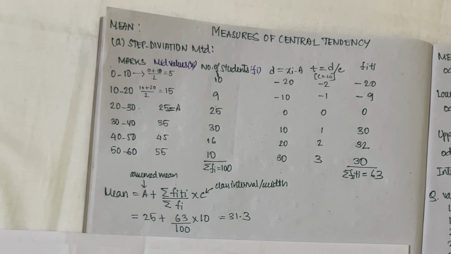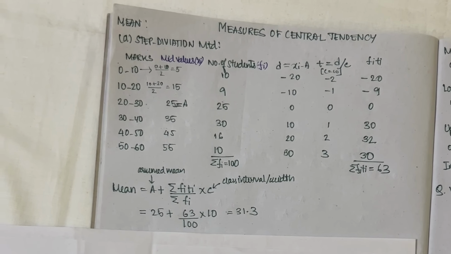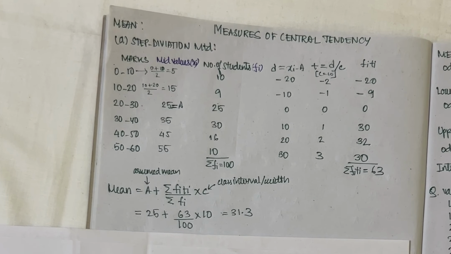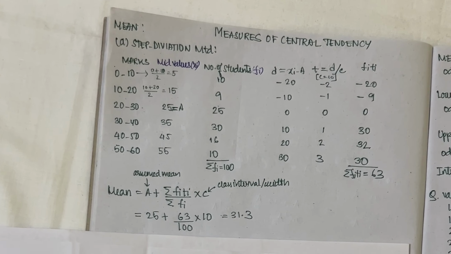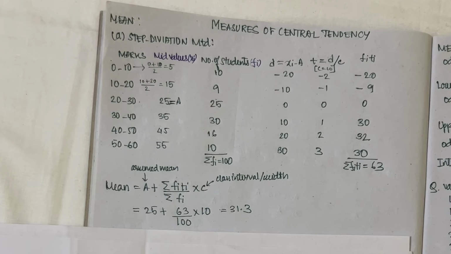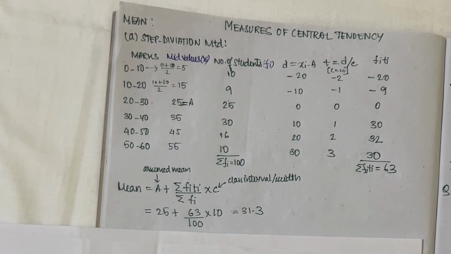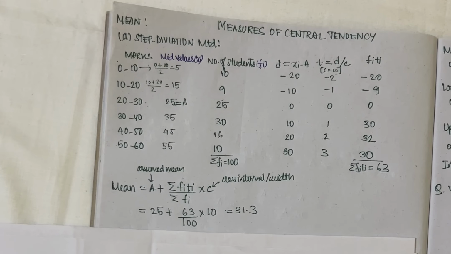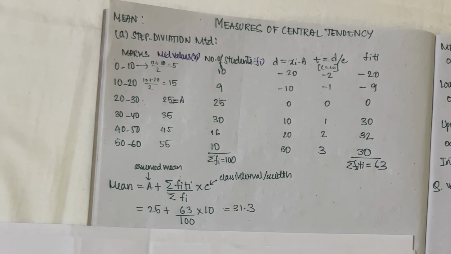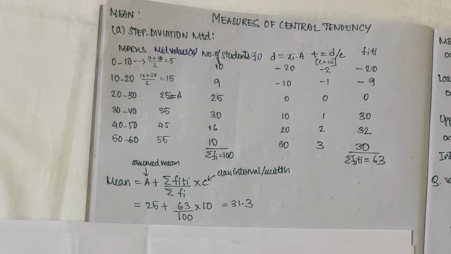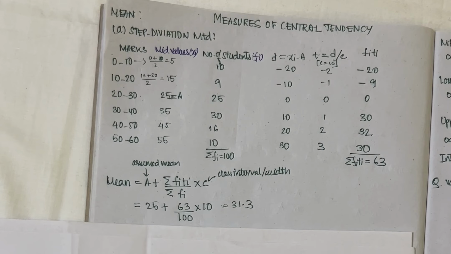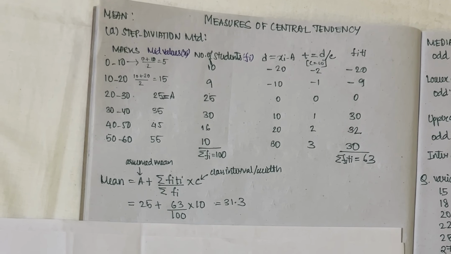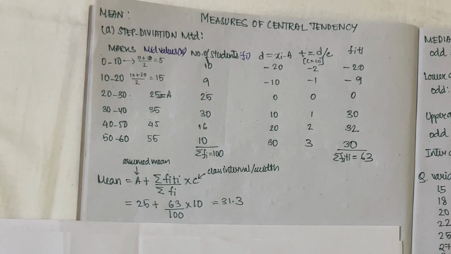Now for the step deviation method, supposing the marks and number of students, that is the frequency, are provided, that you can see. Marks that is 0 to 10, 10 to 20, 20 to 30, 30 to 40, 40 to 50, 50 to 60. From this we have to take out the mid values, that is the xi. So how do we take out mid values? Whatever the class interval or the marks that are provided, we add them and divide by 2. So accordingly we get 5, 15, 25, 35, 45 and 55.